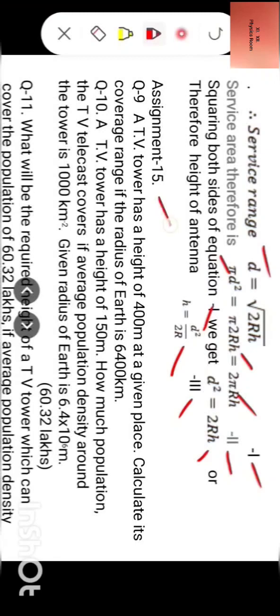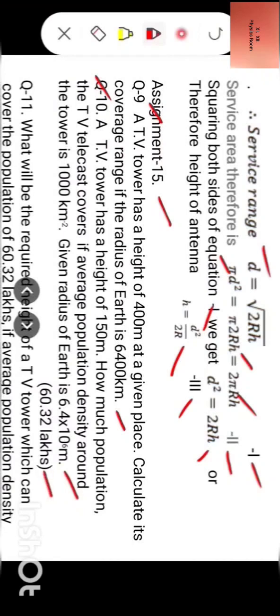Now, assignment 15 continues. Question number 9. A TV tower has a height of 400 meter at a given place. Calculate its coverage range if the radius of earth is 6400 kilometer. Question number 10. A TV tower has a height of 150 meter. How much population the TV telecast covers if average population density around the tower is 1000 per kilometer square, given radius of earth is 6.4 into 10 raised to power 6 meters.